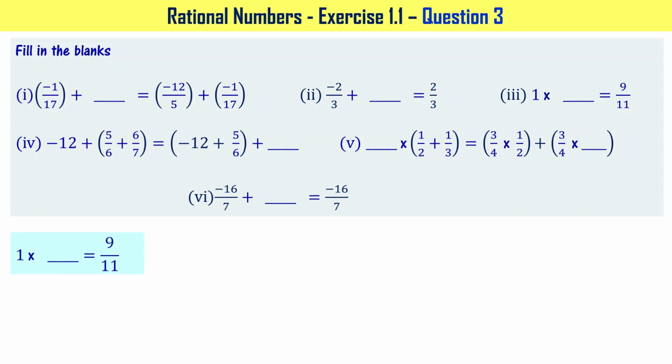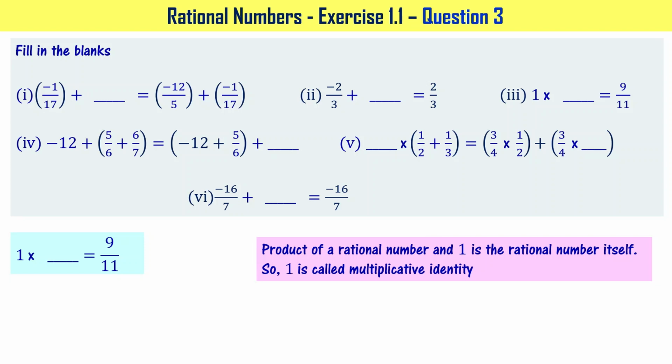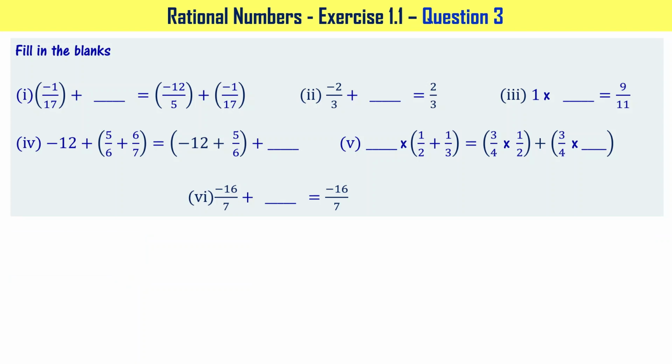1 times dash equal to 9 by 11. We know that product of a rational number and 1 is the rational number itself, right? That's why 1 is called multiplicative identity. It means when you multiply 9 by 11 with 1, you're getting 9 by 11 as the answer, right? Now let's go to the next part.